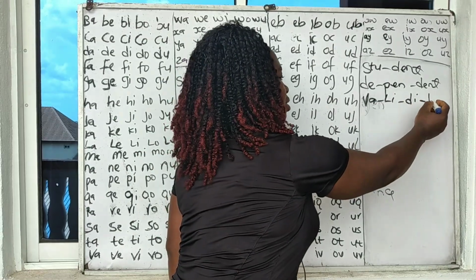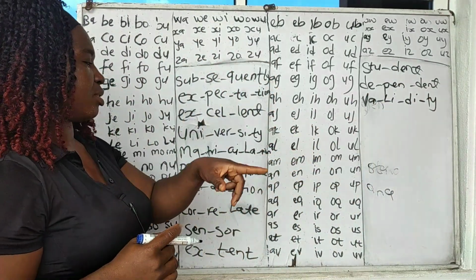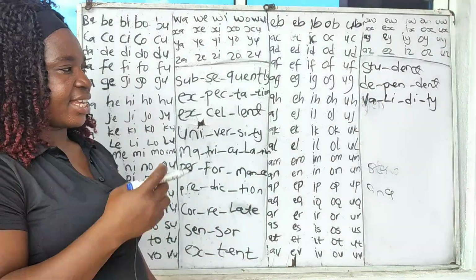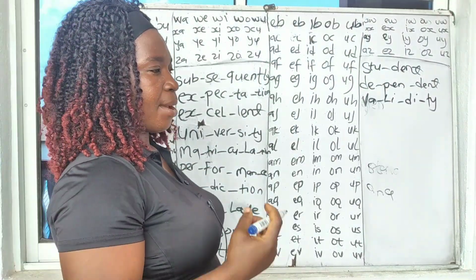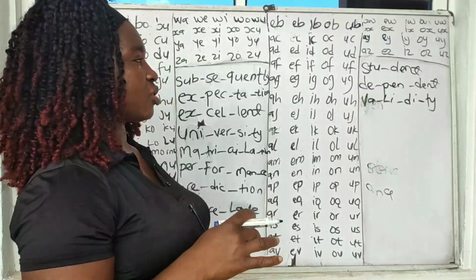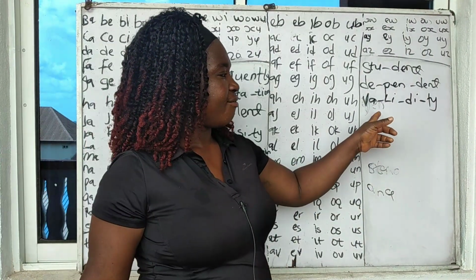Remember what I said about TY? We have validity put together, university. You can see how the TY sounds, T, pa, T. Okay, so that is it. We have put together validity.